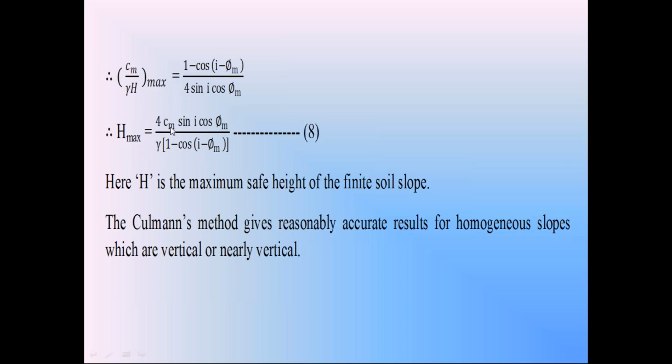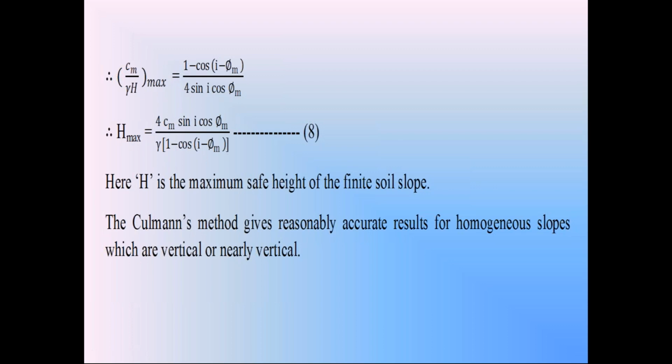H maximum is equal to 4 cm sin I cos phi m divided by gamma into (1 minus cos (I minus phi m)). This is the equation for the maximum height of a finite side slope according to Culmann's method. So by using this equation 8, we can find the maximum height of the finite side slope by knowing the angle I, the angle made by the side slope with the horizontal, the angle phi m, the mobilized angle of internal friction, which is also known, and this small cm, which is also known from the soil investigation.